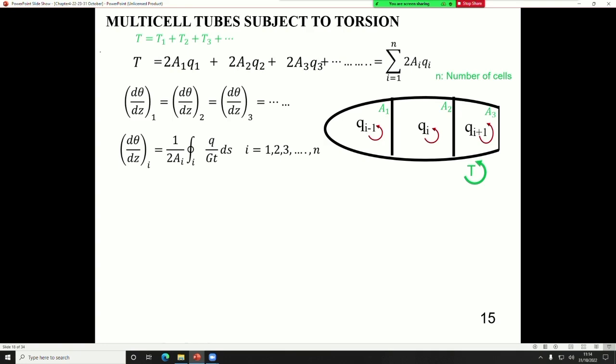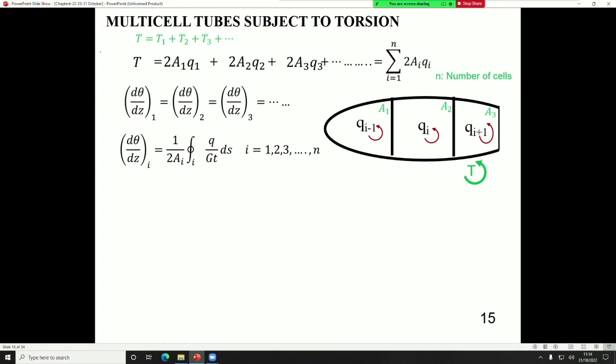Again, that is not applicable because q is variable. So look at the construction of this equation. This is not the same. You can use this for a single cell and then move q outside the integral. But you cannot do it the other way around. So look at the construction of this equation.